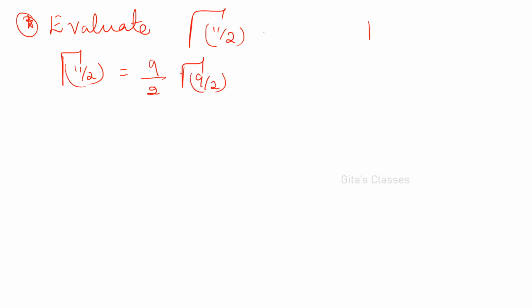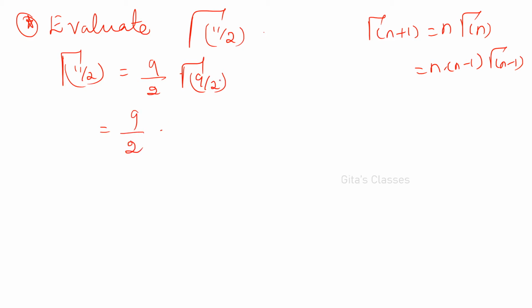How will you write this? You know that gamma of n plus 1 is equal to n into gamma of n, which is equal to n into n minus 1 into gamma of n minus 1 and so on. So this can be written as 9 by 2 into 7 by 2 into gamma of 7 by 2. This can be written as 5 by 2 into gamma of 5 by 2. Gamma of 5 by 2 can be written as 3 by 2 into gamma of 3 by 2. Gamma of 3 by 2 can be written as 1 by 2 into gamma of 1 by 2.